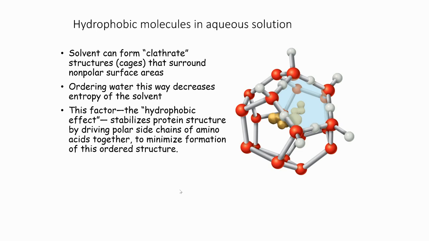This is something we look at: solvents that can form clathrate structures that surround nonpolar surfaces, as in the case of lipids. We will come back to this, so I'm not going to say too much about it. Later we're going to see more specific examples, which I think are easier to understand when we're applying it. So we'll come back to this idea later.